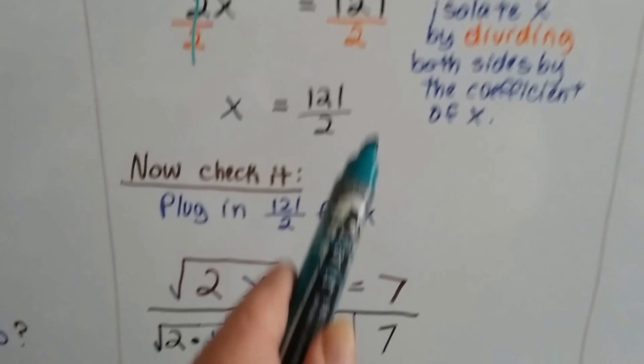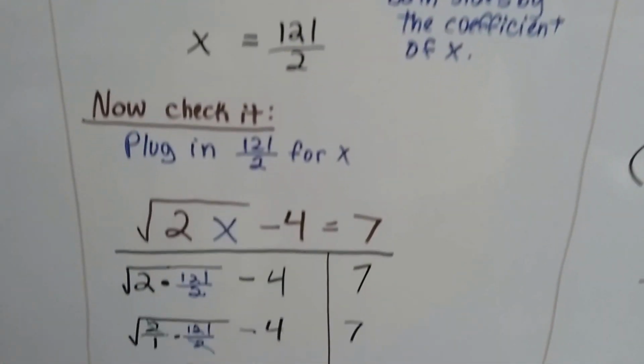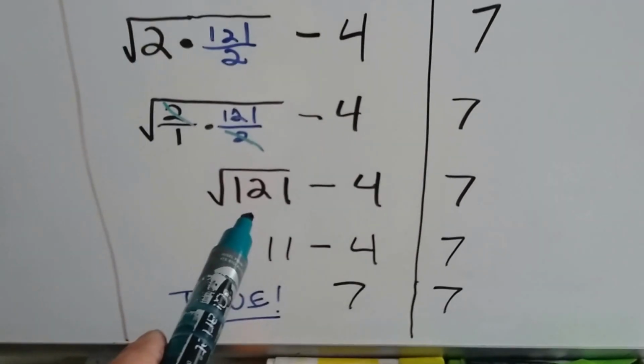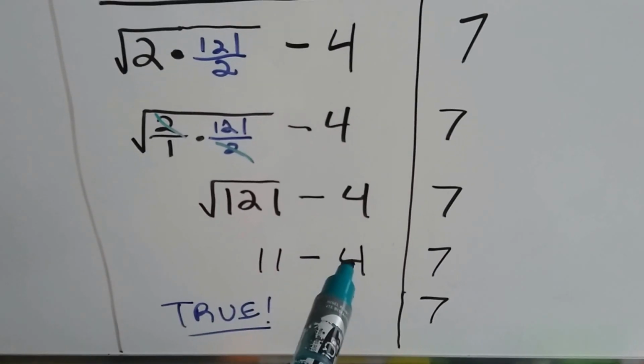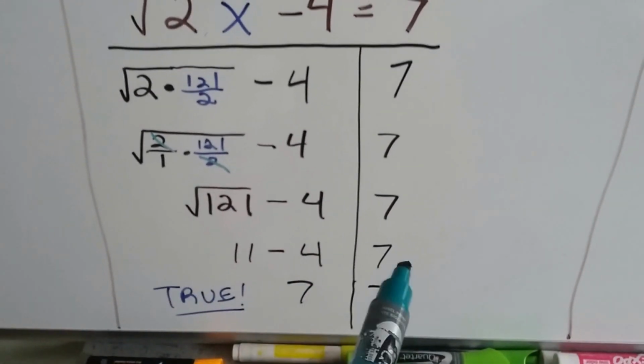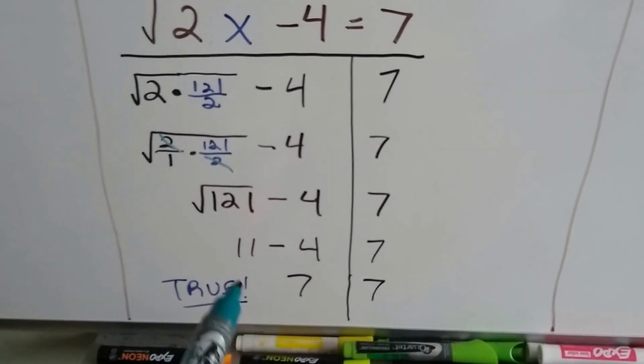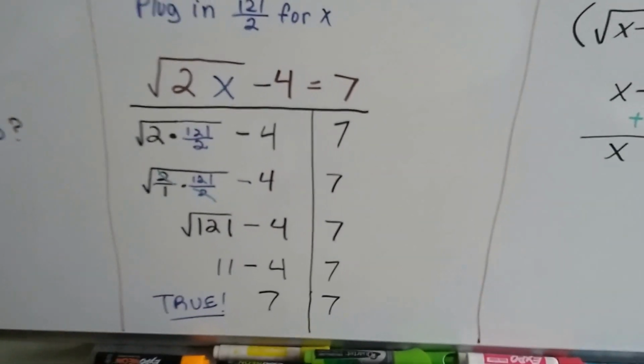Well, we know that's 11 times 11. That equals 121. So that means we have 11 minus 4. And 11 minus 4 is 7. 7 equals 7. So it's true. See?